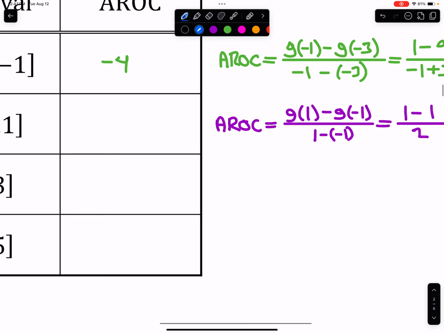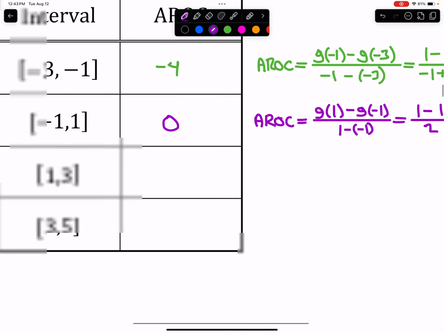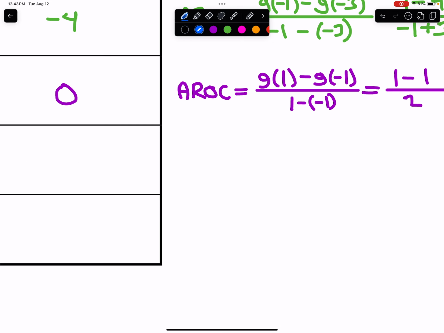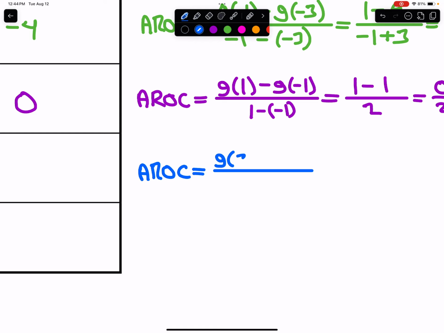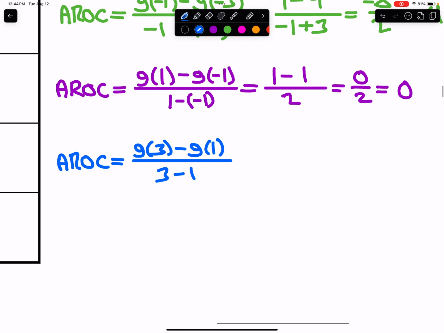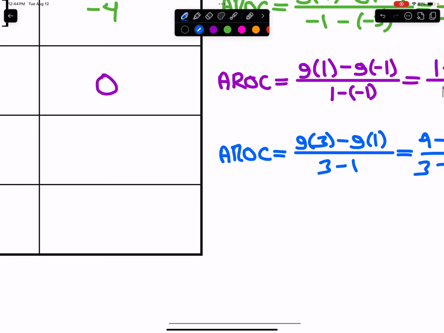Moving on to the next interval. Oh, probably should actually put my numbers here. So now we're going to go from 1 to 3. So the average rate of change from 1 to 3: g of 3 minus g of 1 over 3 minus 1. So the output at 3, which would be 9, minus the output at 1, which would be 1, over 3 minus 1. So 9 minus 1 gives you 8, over 3 minus 1, which is 2, which simplifies to 4.